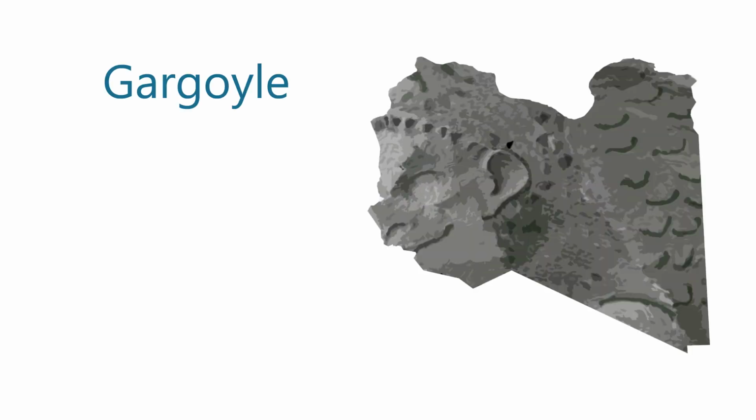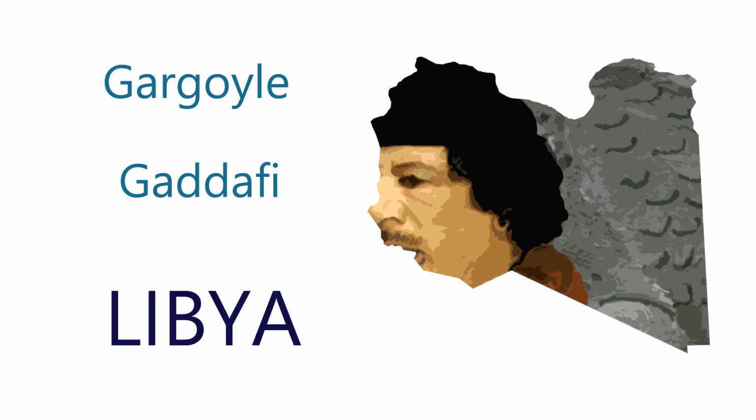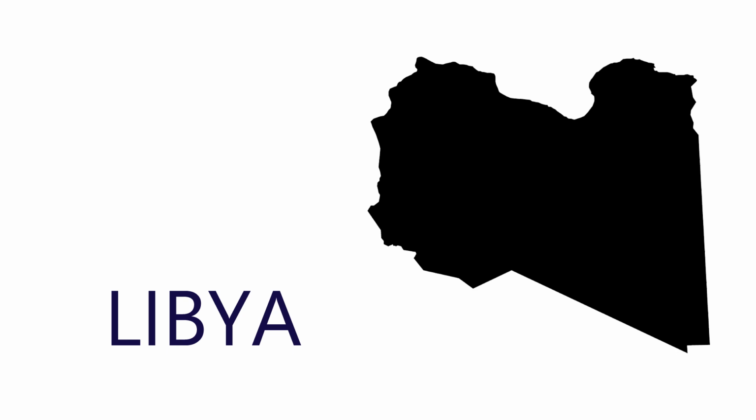This country, the way it is sticking out with those straight lines on the bottom and the right, looks to me like a gargoyle hanging on the side of a medieval cathedral. And gargoyle I'm going to associate with Gaddafi, the former leader of Libya. So when I see this shape that looks like a gargoyle, I'm going to think of Gaddafi and Libya.